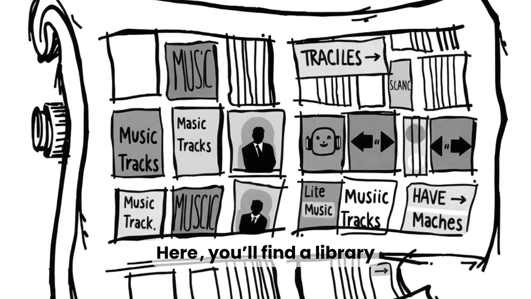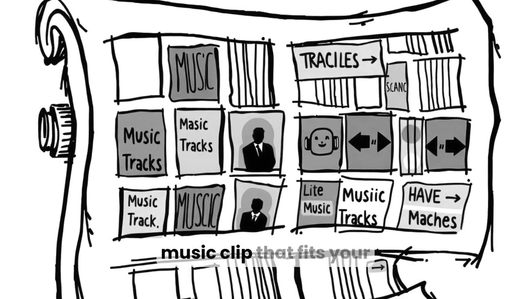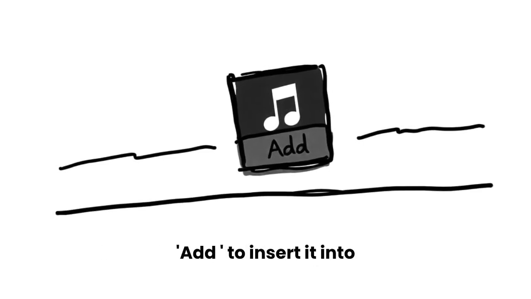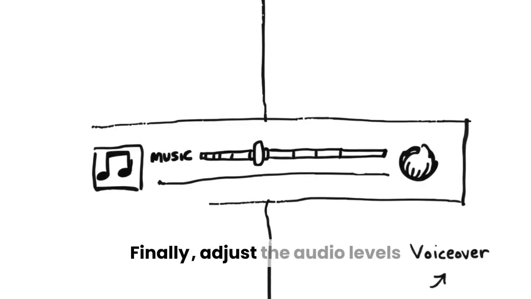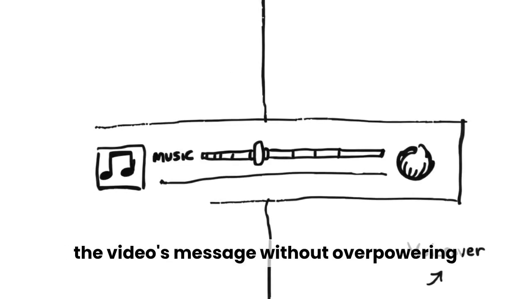Here, you'll find a library of royalty-free tracks. Browse through and find a music clip that fits your video's mood. Click on a song to preview it. If you love it, hit Add to insert it into your timeline. Finally, adjust the audio levels to ensure your music complements the video's message without overpowering it.